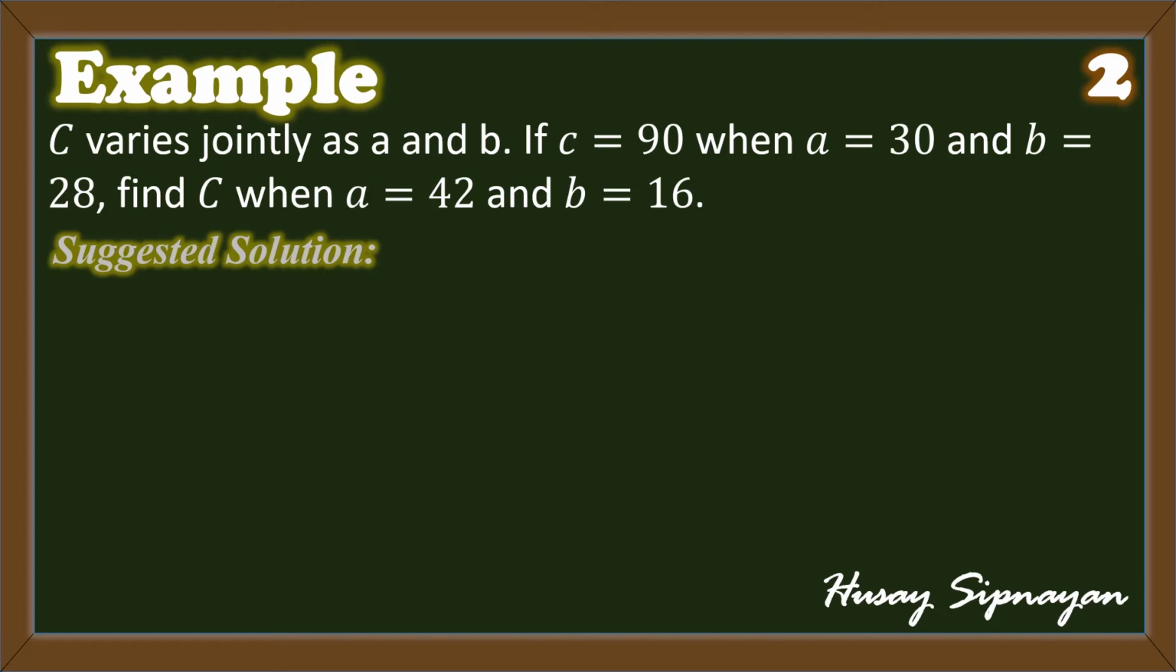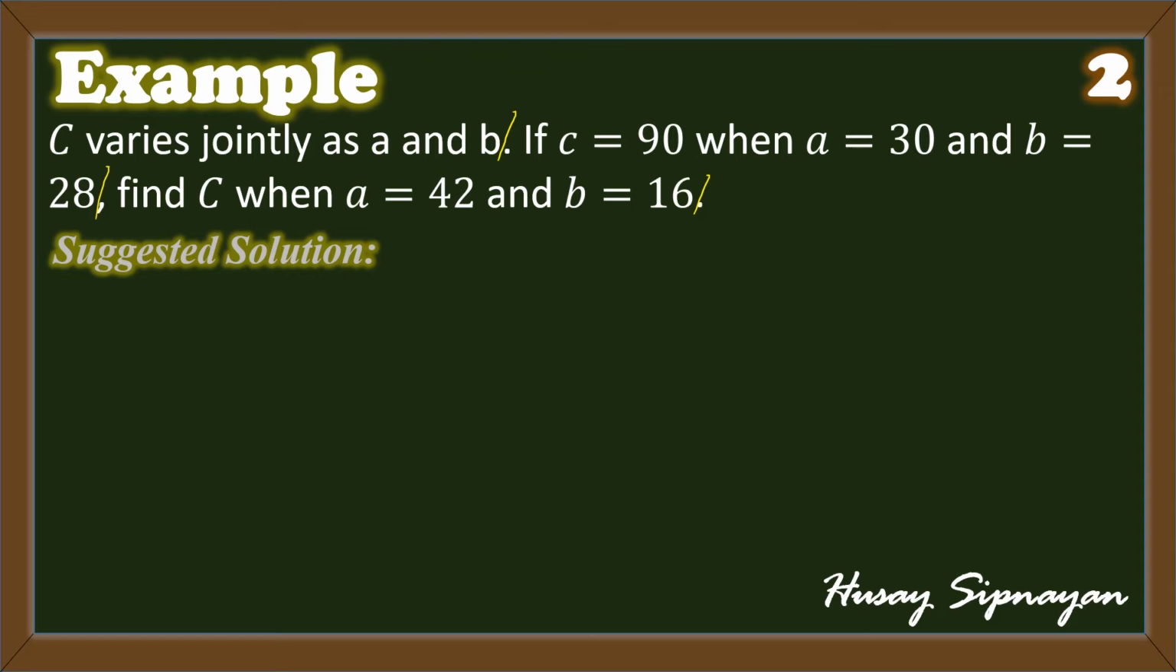Sa pagsosolve ng joint variation, hindi ito naiiba kapag nagsosolve tayo ng direct at inverse variation. Ang problem ay kadalasang hinahati natin sa tatlong part. Una, kung saan isusulat natin ang ating equation of variation. Sunod, isa-substitute natin ang mga values para makuha natin ang value ng k. At susunod, isosolve natin ang inihingi sa problem.